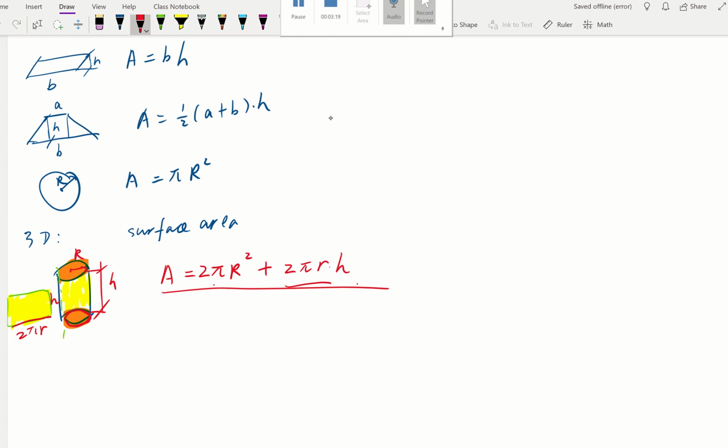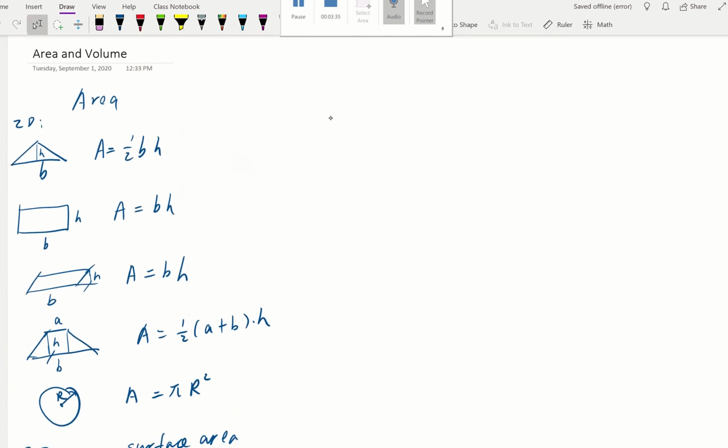Now let's look at another 3D shape. If I have a sphere, then what's the surface area with the radius r? That's going to be equal to 4 pi r squared. Okay, so all those areas are going to give us a unit of square meter or square foot, depending on what system, SI or US system.